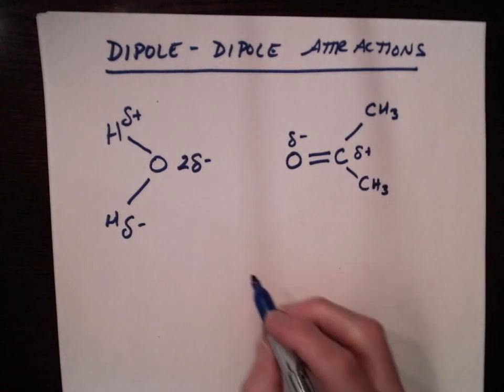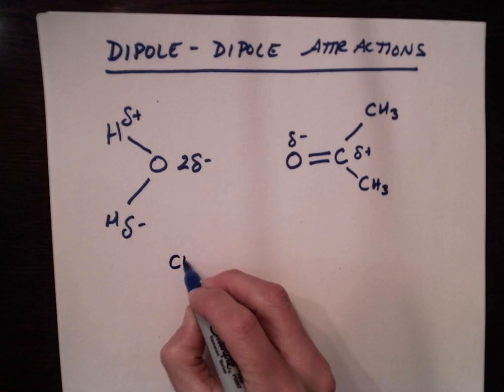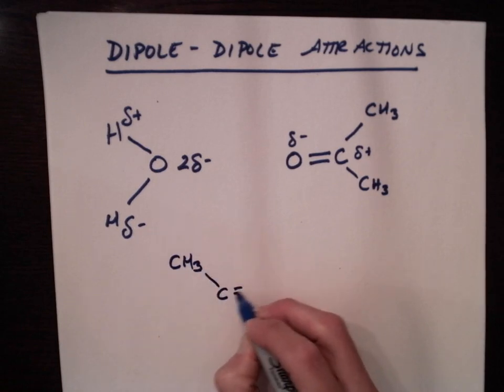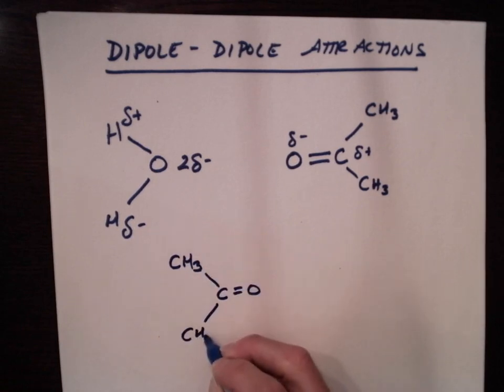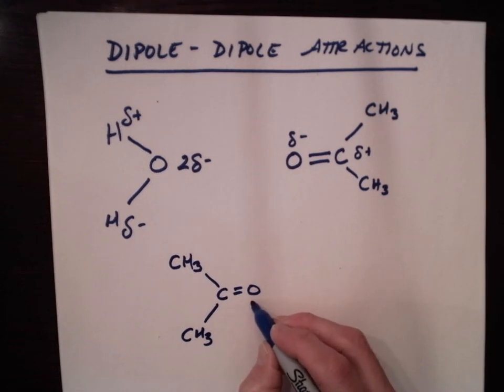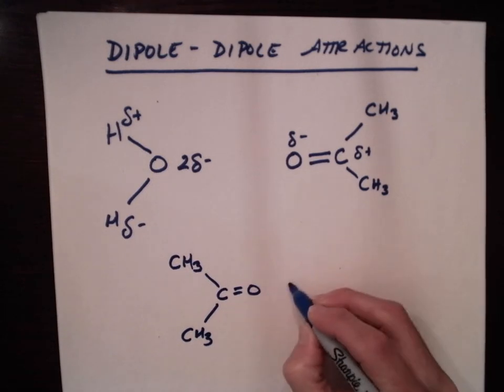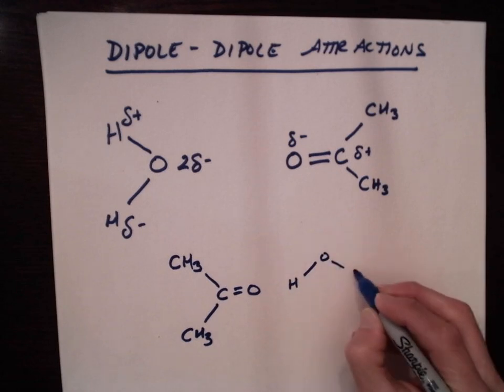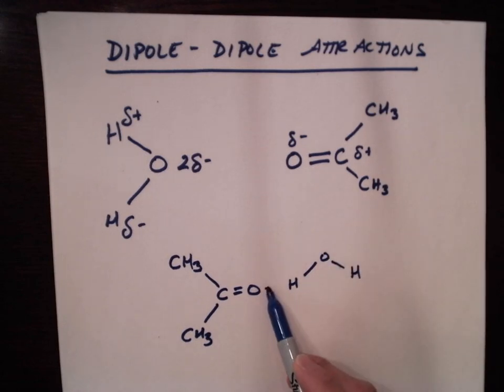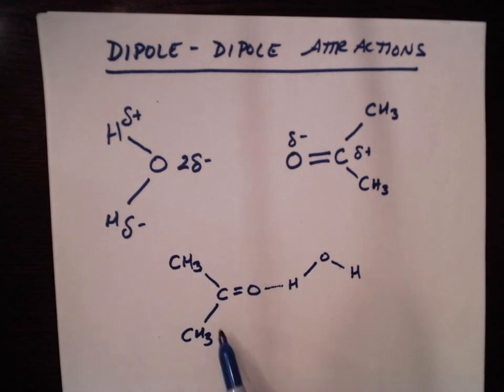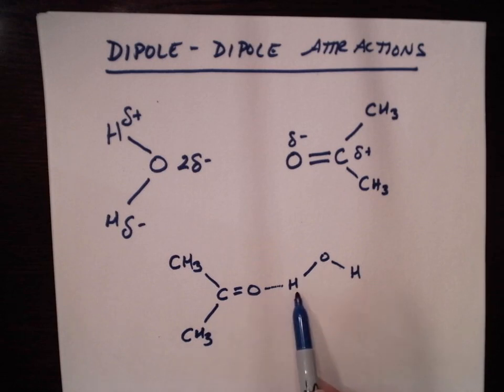The way they would probably interact is we're going to have, let's do our methane over here, like this. And we're going to remember that our oxygen's partially negative, and that's going to be attracted to the hydrogen atom of a water molecule. We can signify the attraction with sort of a dotted line here. This would be an expected interaction between the negative portion of the acetone dipole and the positive portion of the water dipole.